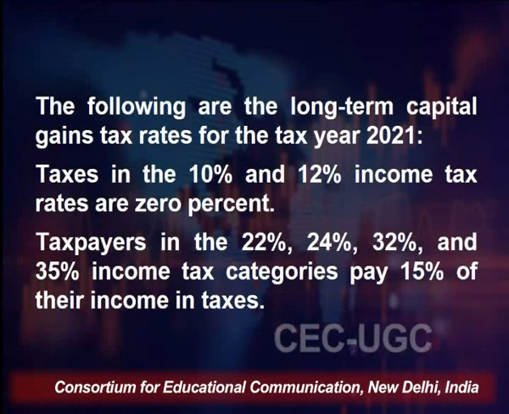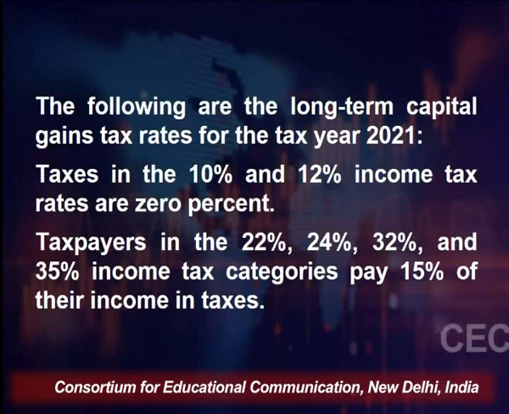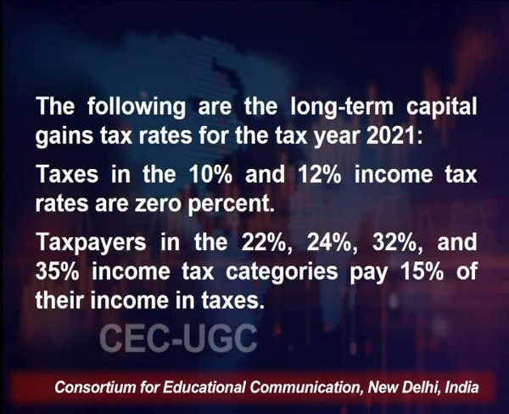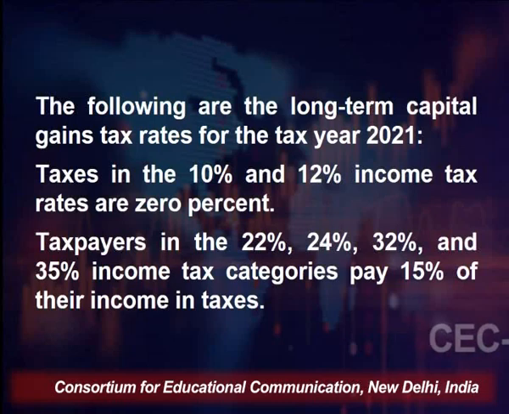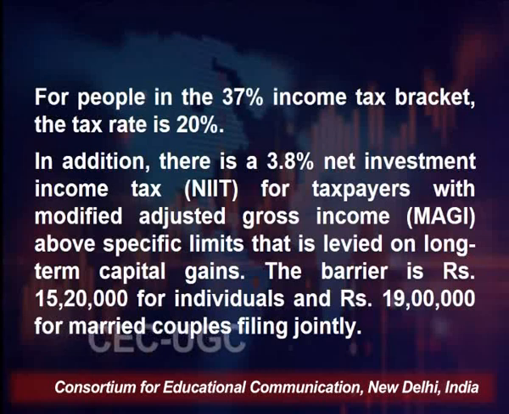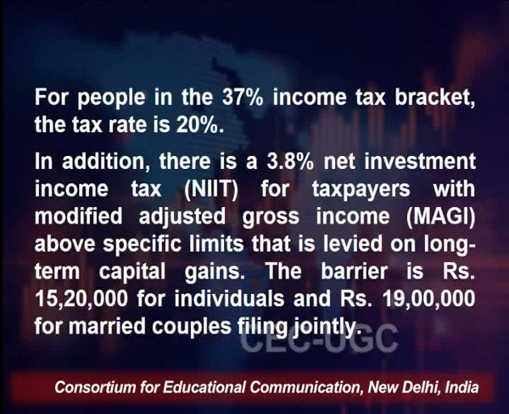For the 10% and 12% tax brackets, the rate is 0%. The taxpayers in the 22%, 24%, 32% and 35% income tax brackets pay 15% of their income in taxes. For the people in the 37% tax bracket, the tax rate is 20%. And in addition, there is a 3.8% net investment income tax for taxpayers with modified adjusted gross income above specific limits that is levied on the long-term capital gains.